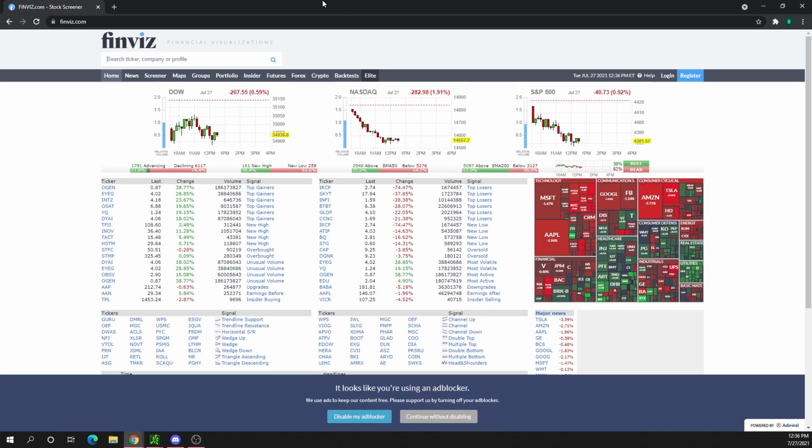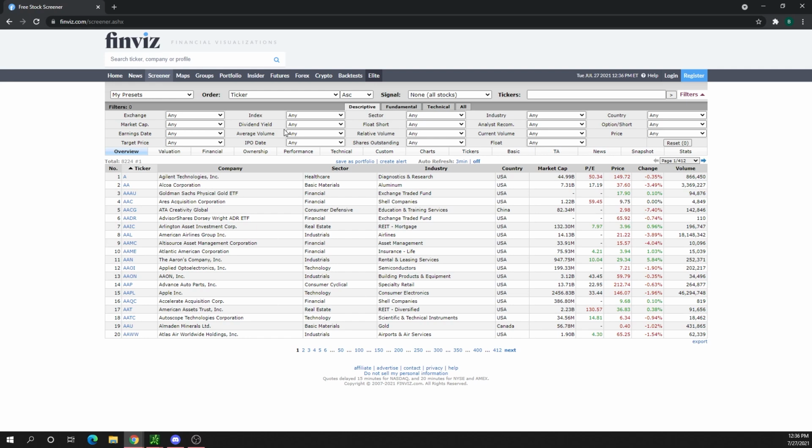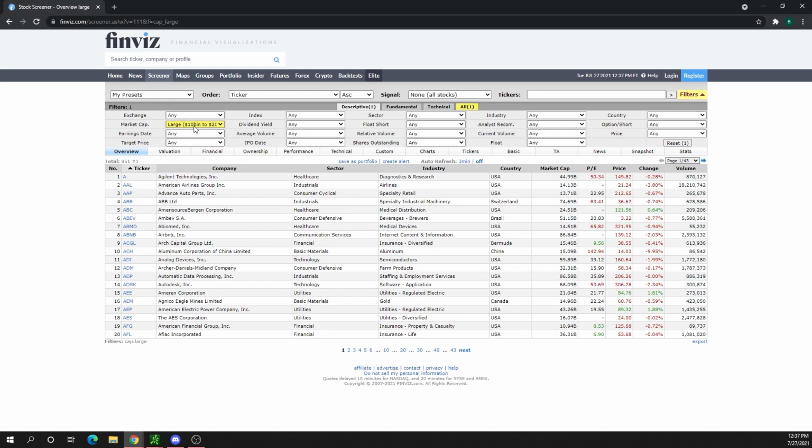So we are going to use the website Finviz.com. Now when you're on Finviz.com, make sure you go to the screeners tab. And this is where we are going to scan the entire stock market, and find all of the stocks that we are going to be able to day trade. So on this very first tab right here, the descriptive, you're going to go over here to market cap. Now you can choose mid or large. I personally like to trade the large cap companies, so I'm going to choose that there.